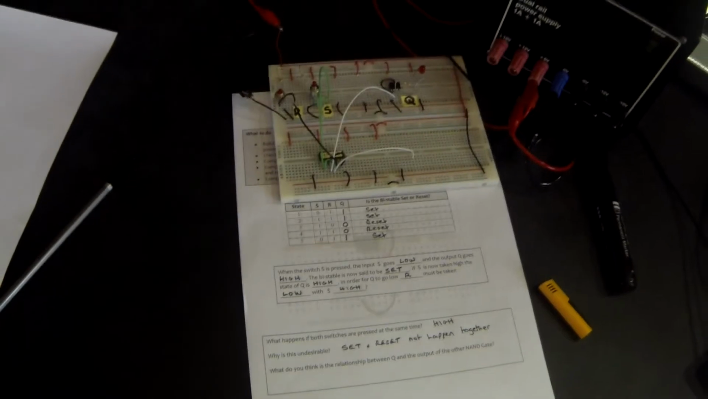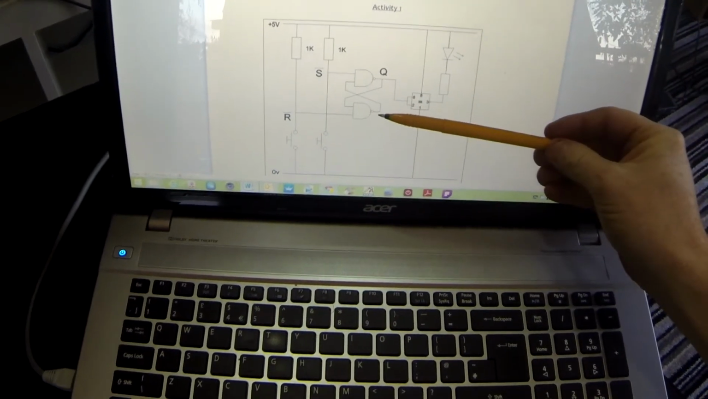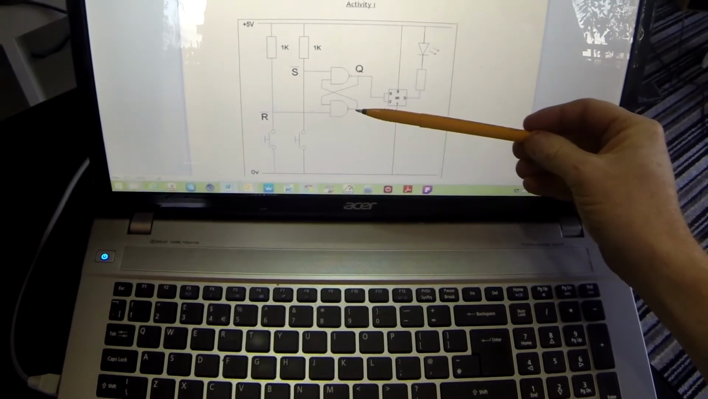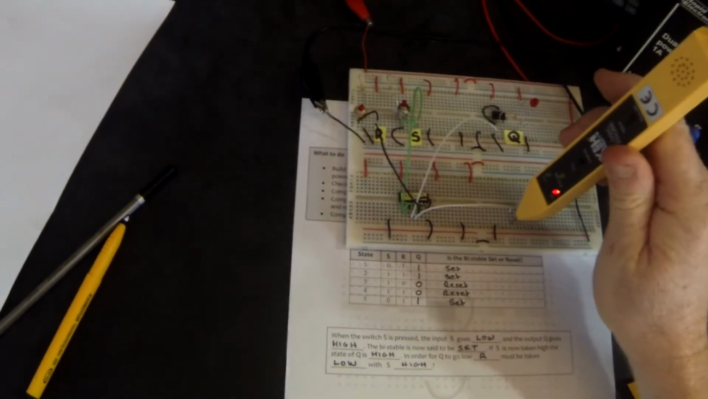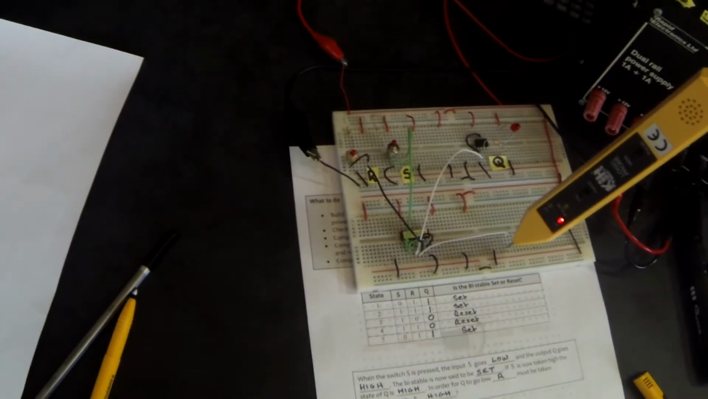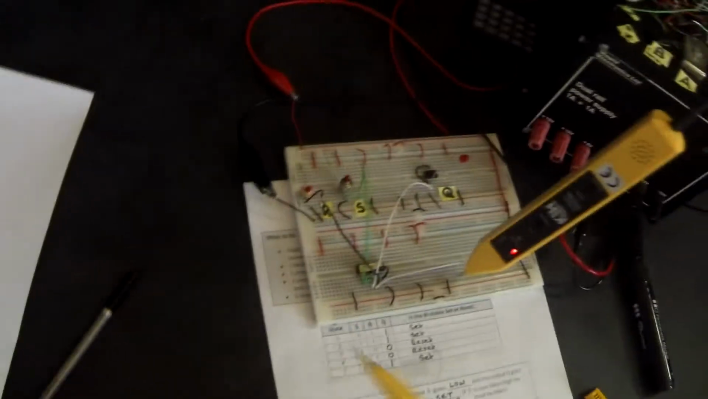What do you think is the relationship between Q and the output of the other NAND gate? Well, if we look at that circuit again, here is Q. What is the output of this NAND gate? Well, rather than build another output circuit, we know that the output there is pin 4, so I'm going to just connect up a logic probe. And that will show me the state of Q, or the other Q if we like.